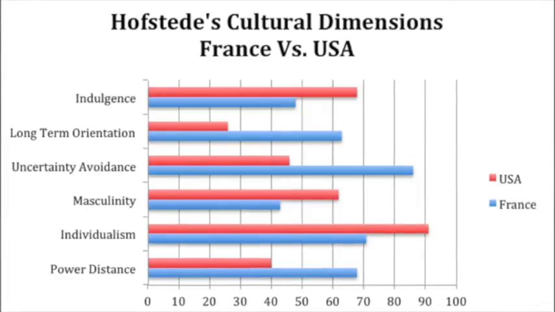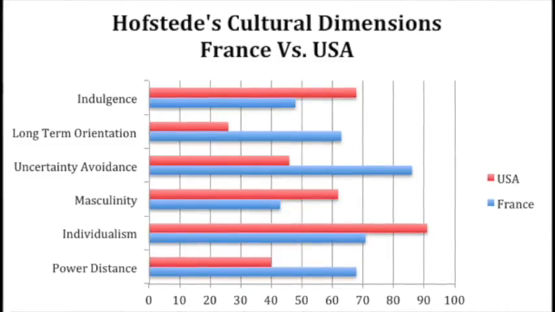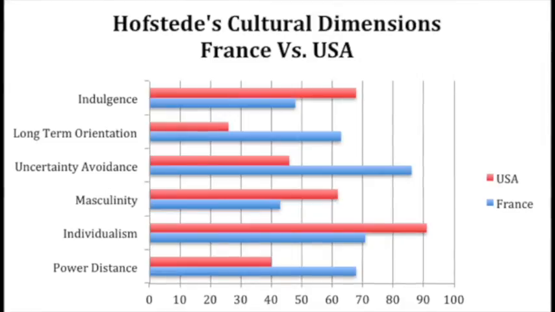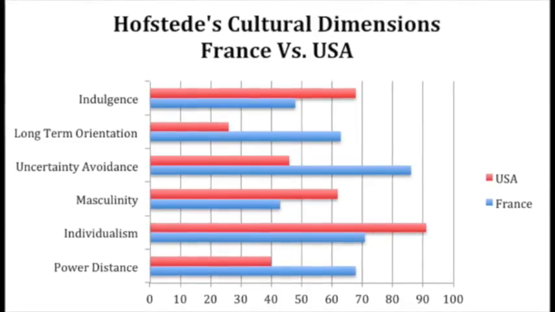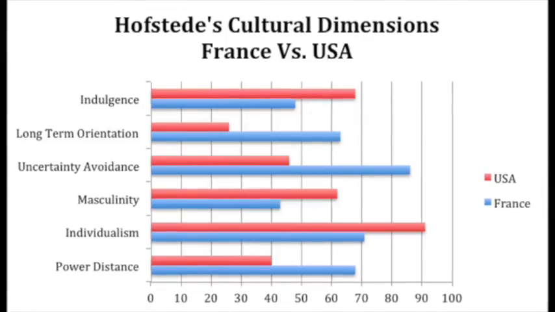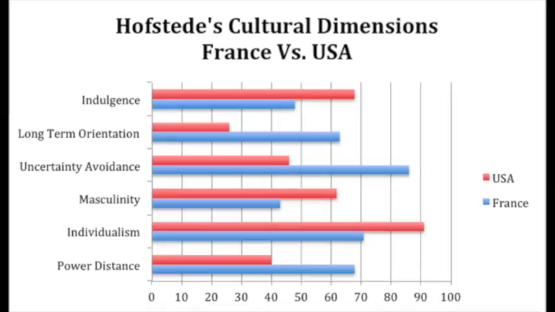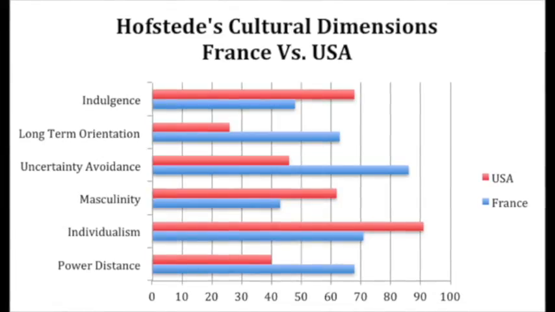France versus America in indulgence, USA seems to be higher in indulgence. France is higher in long-term orientation. France is also higher in uncertainty avoidance. The USA reigns higher in masculinity and individualism, as France remains higher in the power distance.